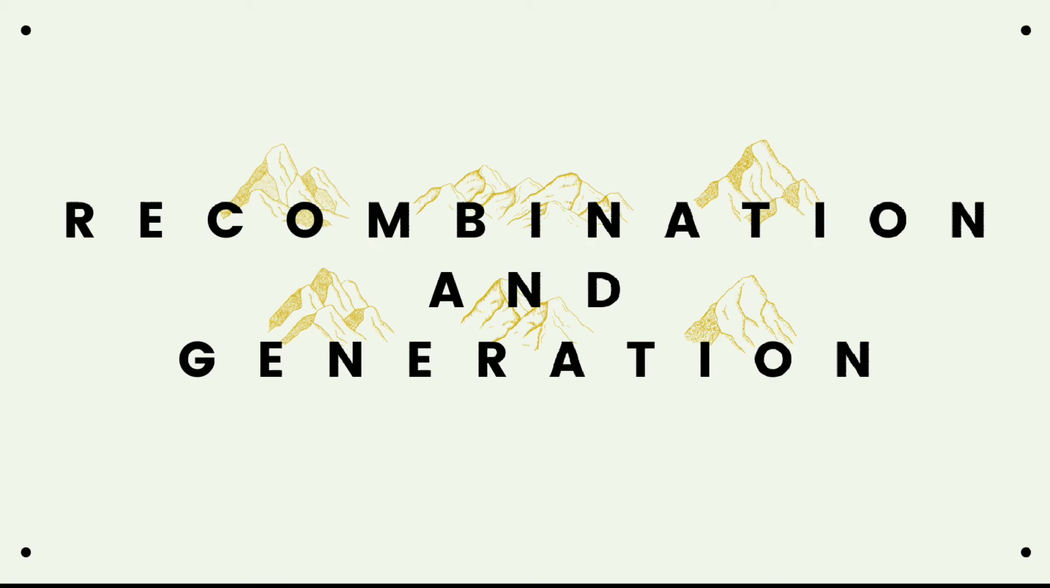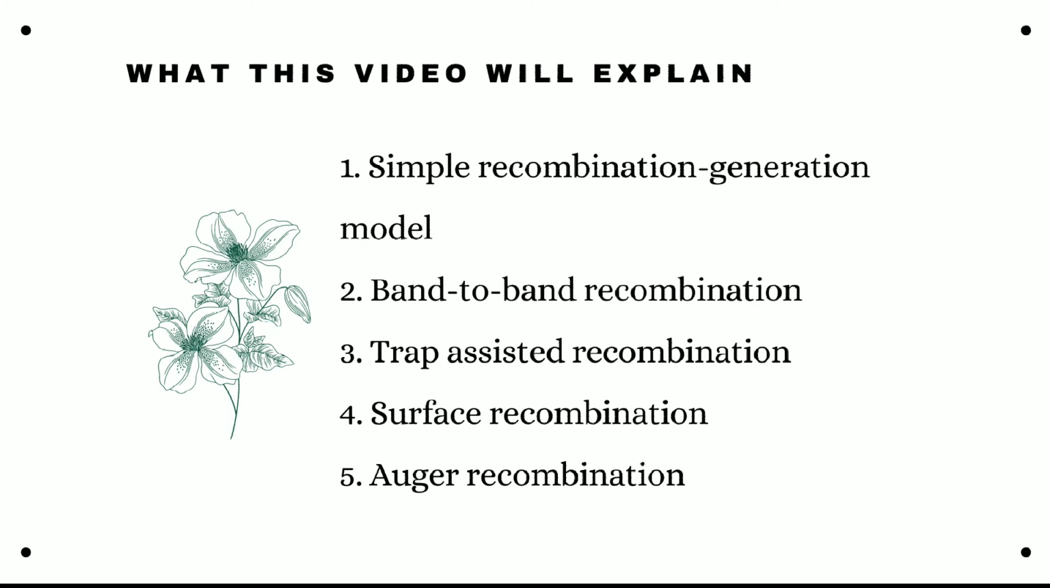Hello everyone. So today's video is about carrier recombination and generation. There are 5 subtopics that will be explained. The first one is recombination generation model. Second one is band-to-band recombination. The third one is trap-assisted recombination. And the fourth, surface recombination. And the last one will be Auger recombination.